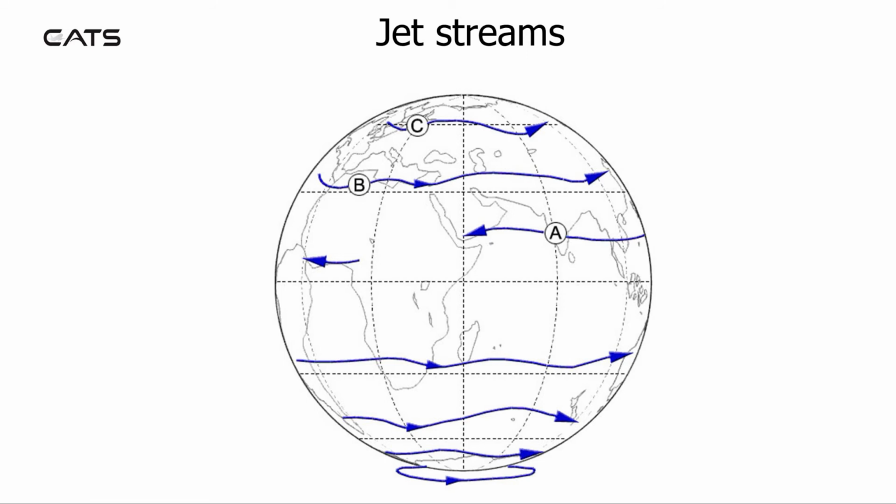Jet streams around the world. These may be seen in the polar region, the subtropical, the equatorial, the subtropical, the polar, and the Arctic.